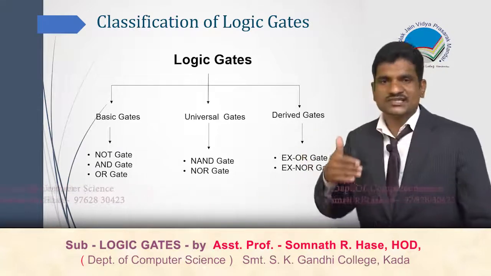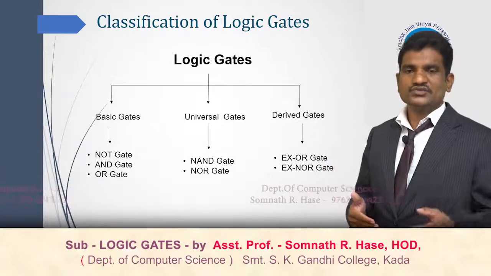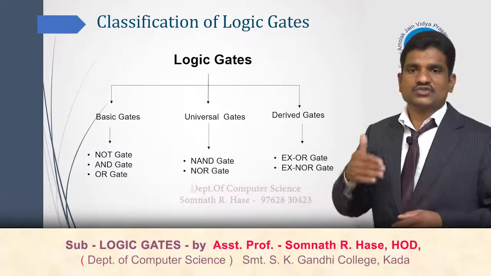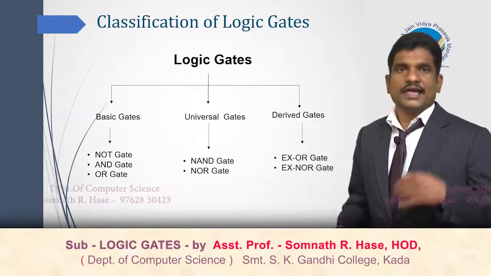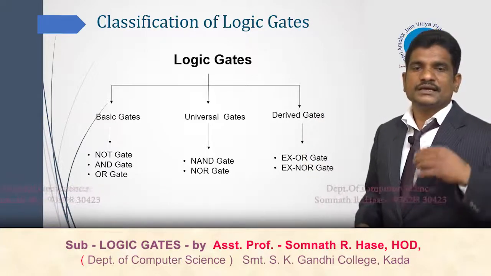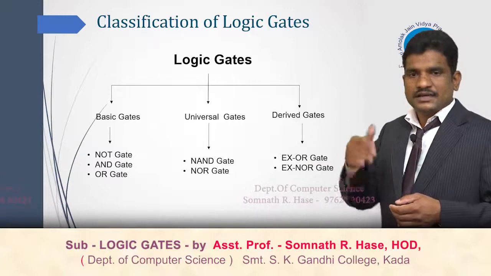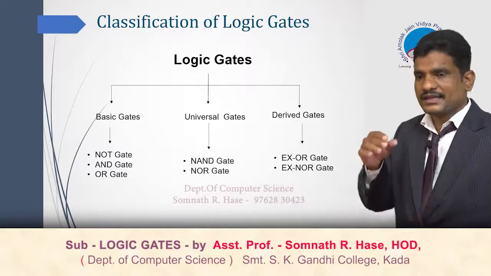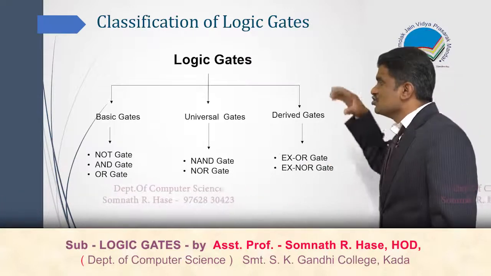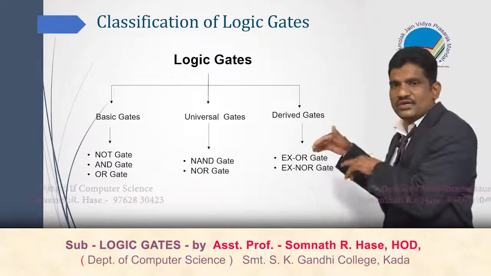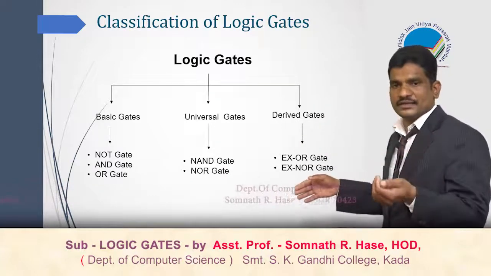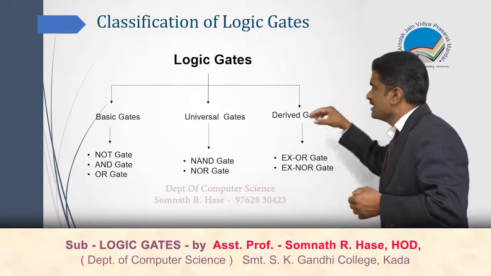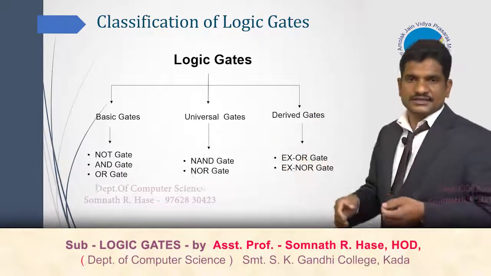Why is it called a universal gate? Because using a NAND gate as well as a NOR gate, we can create the NOT gate, AND gate, OR gate, XOR gate as well as XNOR gate. And that's why NAND gate and NOR gate are called universal gates. That is, using only NAND gates, we can create all other gates, or using just NOR gates, we can create all other gates.